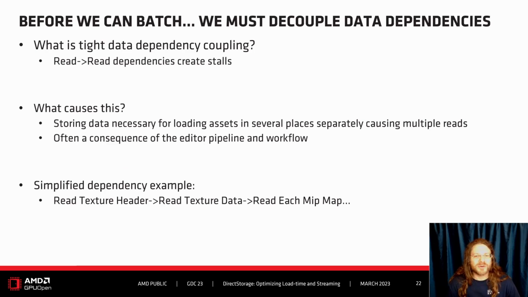Before we can batch, though, we've got to decouple our data dependencies. And what kind of dependencies am I talking about? Well, I'm talking about read-to-read dependencies, because these create stalls. A very simplified version of a read-to-read dependency would be reading the texture header for a texture, and then reading the texture data, and then finally reading each bitmap, because the texture header contained, for example, the size of each bitmap. This tends to also be caused by things like editor pipelines and workflows. So we'll see later how we address these types of issues.